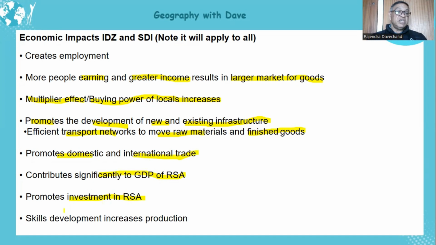And of course, skills development in the area. The more skills, that is why we're having those training centers, etc. And if the training centers are working and more skilled people are coming out to do the work in the area, obviously with machinery and things, the production will increase. Okay?